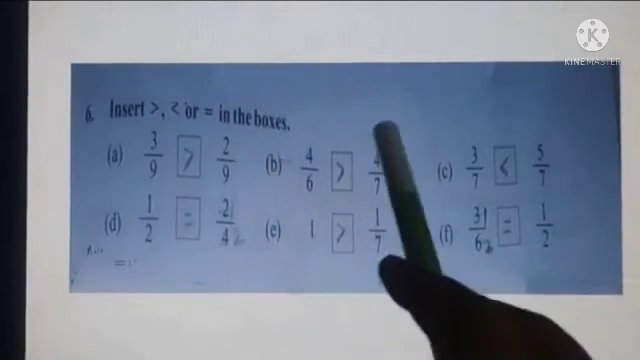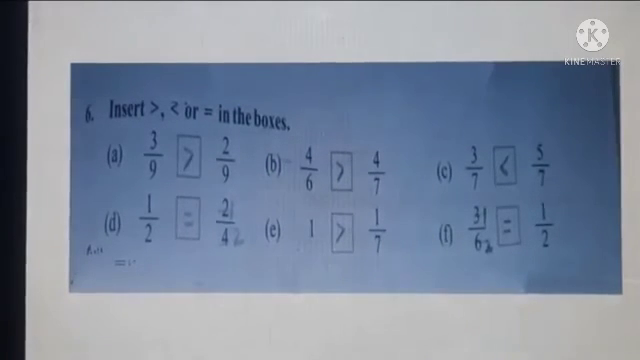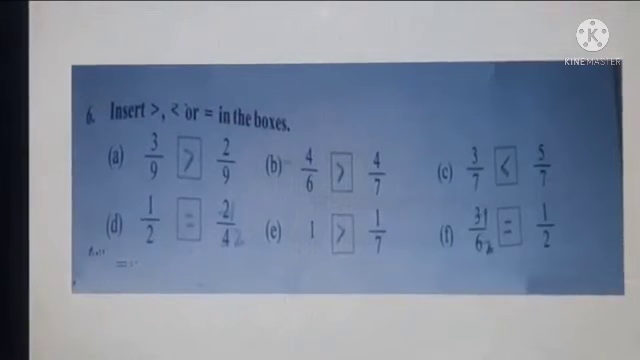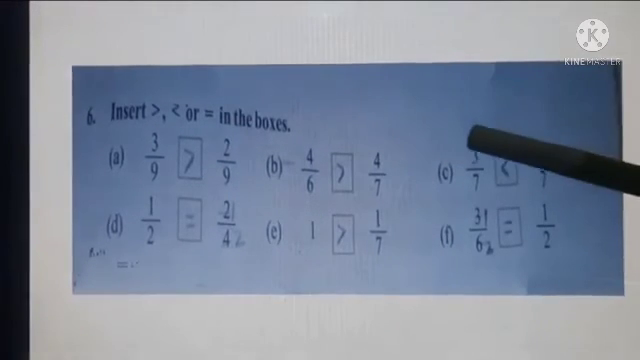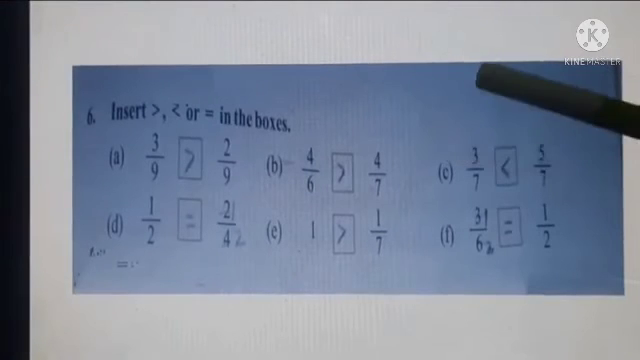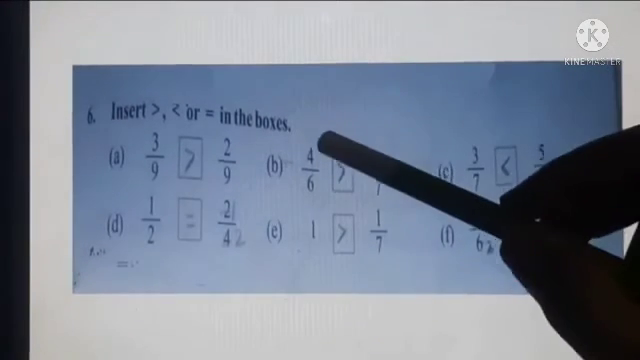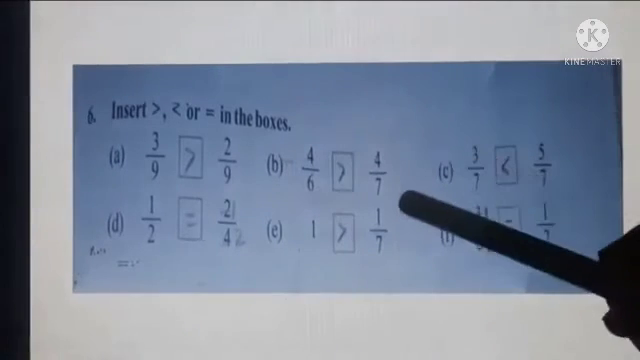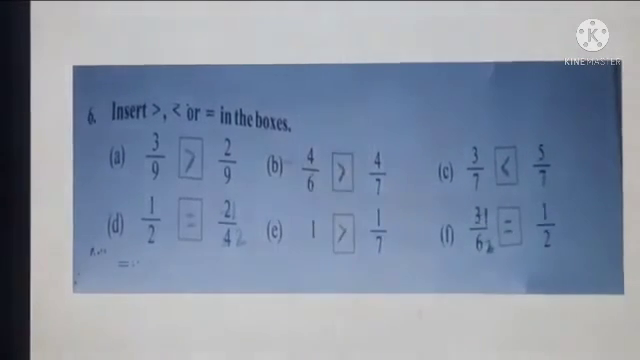4 upon 6, 4 upon 7. Now numerators are same. As the numerators are same, the fractional number whose denominator is smaller will be the greater fraction. So 4 upon 6, 4 upon 7. 4 upon 6 is greater because its denominator is 6, the smaller number.